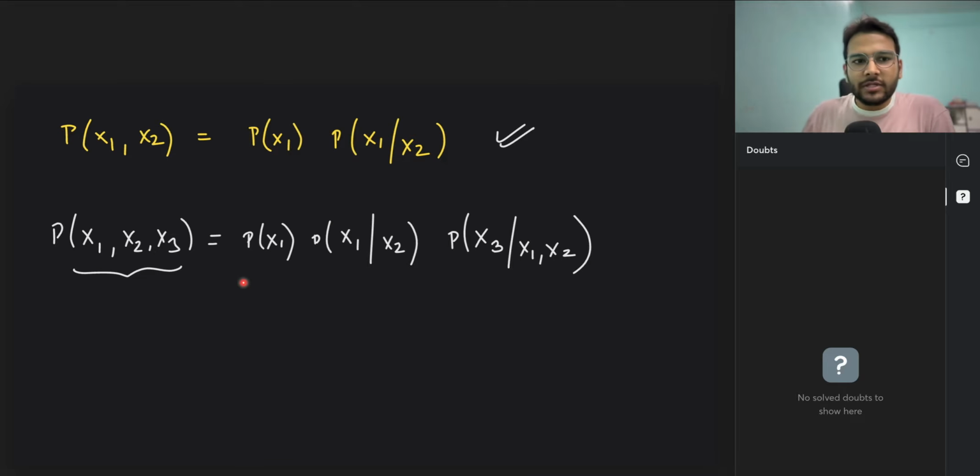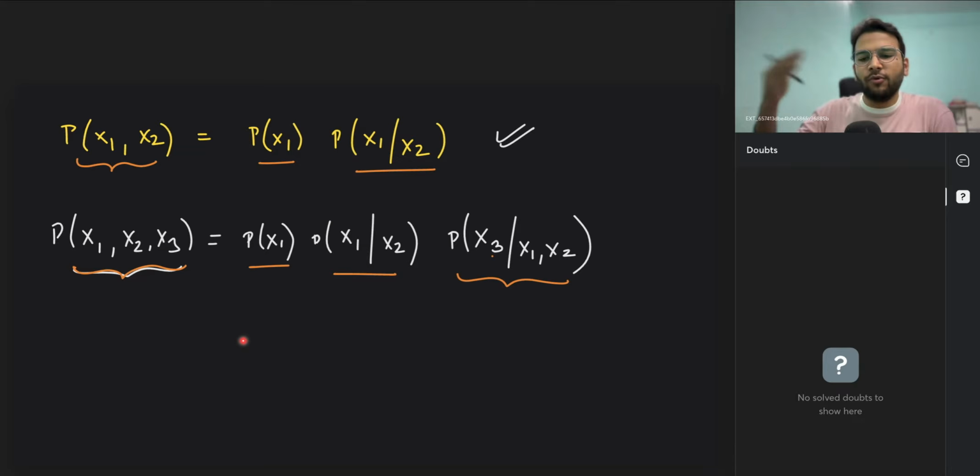Any doubt in this? See, first consider this one. When we have only 2 events, we can write probability of x1 into probability of x1 given x2 using conditional probability and multiplication rule, right? This comma is nothing but intersection. When we have 3, then we can write probability of x1 into probability of x1 given x2 into probability of x3 given x1 x2. Similarly, you can continue for 4 events, 5 events, and so on. Okay, is this clear? Any doubt, anyone in this? Using chain rule you are getting this.